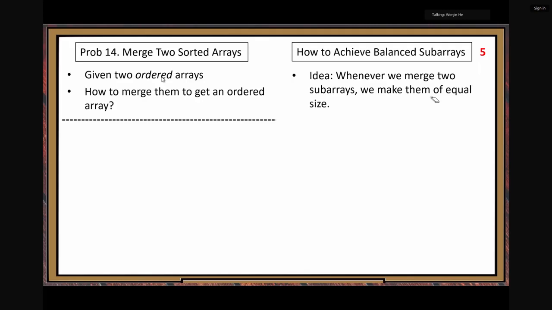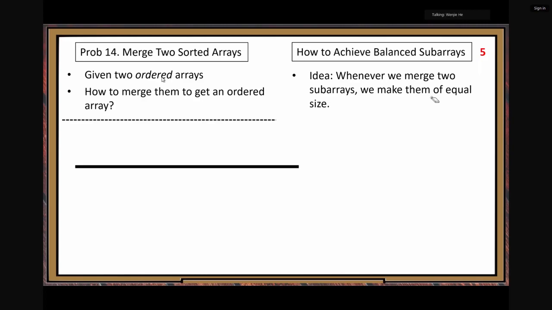In merge sort, you apply divide and conquer. So there is a divide step and a conquer step. In the divide step, you have freedom to choose how to divide, right? But when you choose how to divide, you want to split the data into two subarrays, evenly split.